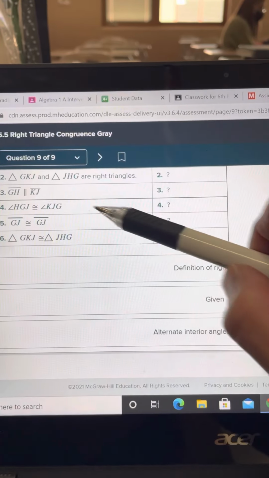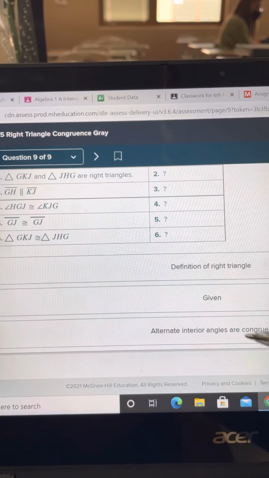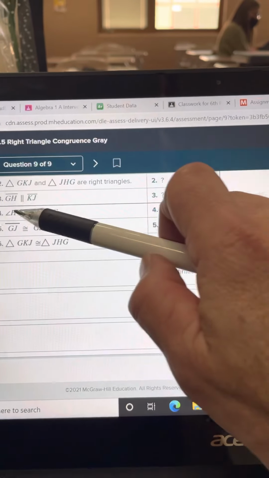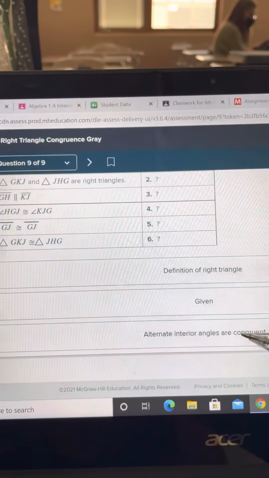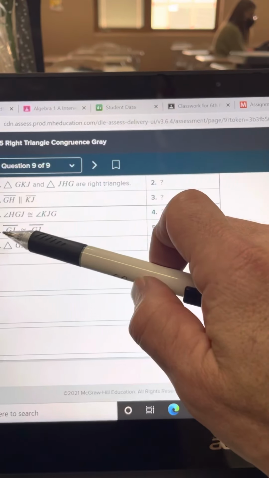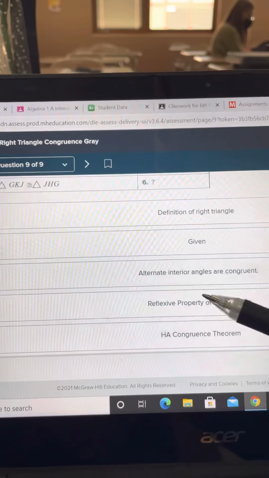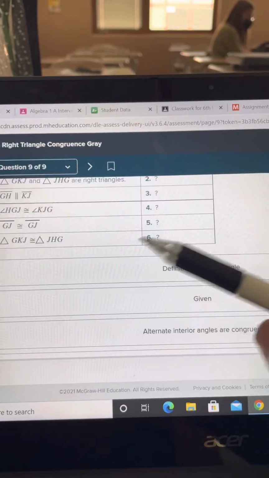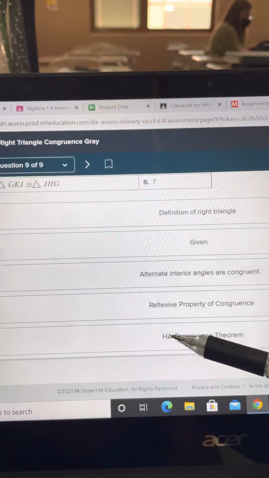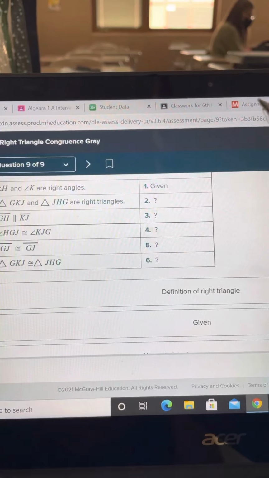Then we're given this information that GH is parallel to KJ. And then for the next one, this angle is congruent to that angle because alternate interior angles are congruent. We have the same thing on both sides of this congruent symbol, so that is going to be reflexive property. Last thing, we have hypotenuse angle congruence theorem being used for these two triangles to be congruent.